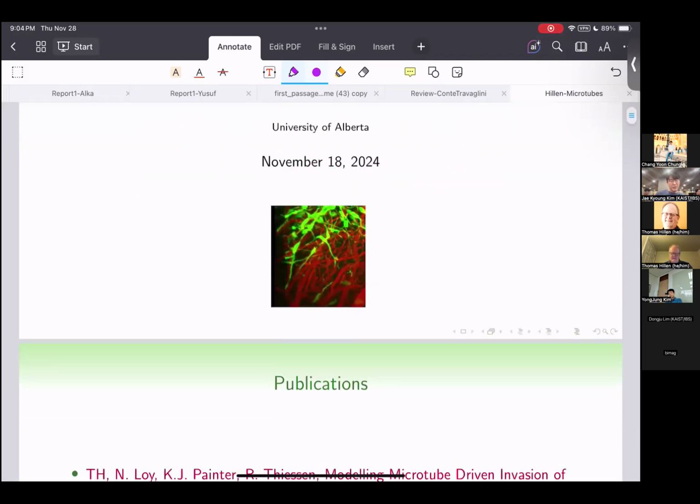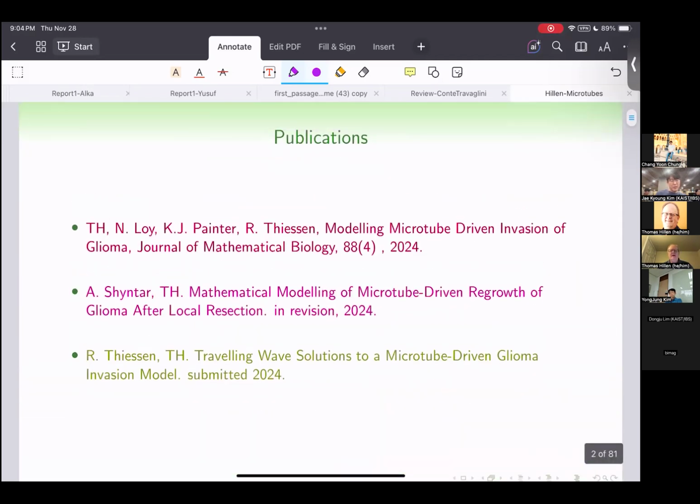And yeah, so the work is based on these three papers. And I show this to show my co-authors, so Nadia Loy, Kevin Painter, Ryan Thiessen. This is about the modeling, which I will talk about. It's in the Journal of Math Biology. Alexandra Shyntar is a graduate student of mine. And then Ryan Thiessen is also a graduate student of mine. And then they have worked on other aspects. And it depends a little bit on the time I have, if I can talk about their papers as well.